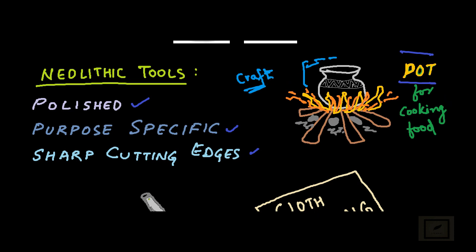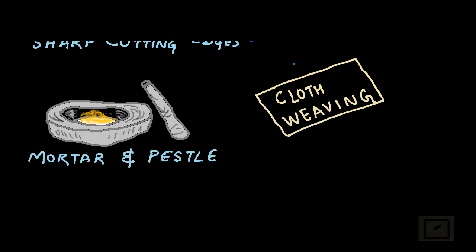Similarly, in the Neolithic area, we have found proofs of cloth weaving, and especially the cloth was made of cotton and other kinds of fiber. And also we have found the mortar and pestle that we even use today. It is probable that they may have used the mortar and pestle to crush the grains or other kinds of food items so that they can consume them further.